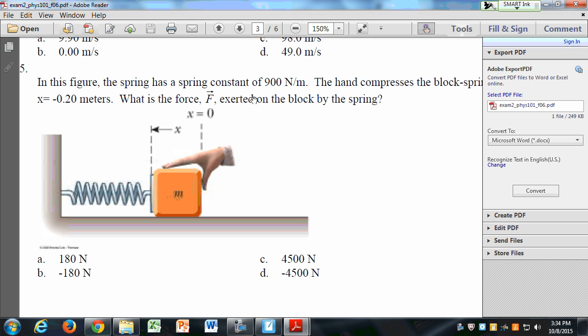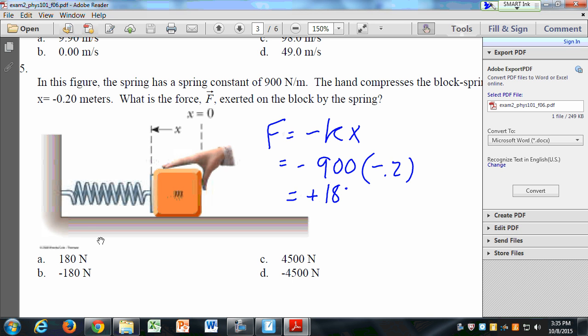What is the force exerted on the block by the spring? Well, you have to be careful here. The force exerted on the block by the spring, we calculate it to be 180. Is it going to be positive or negative 180? It's going to be positive because it's to the right. Whereas the force exerted by the hand is going to be to the left, but the force exerted by the spring is to the right. That works out in the math if you do Hooke's law with the negative. F is equal to negative kx, negative 900 times negative 0.2. It comes out to positive 180, and that's your answer.